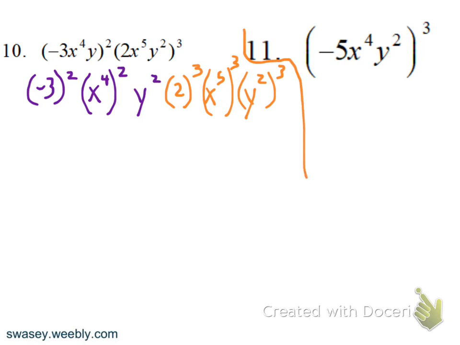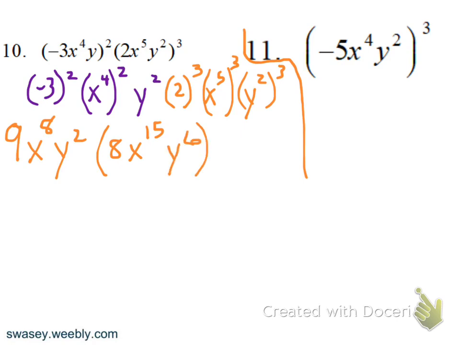Negative 3 in parentheses squared. Negative 3 times negative 3 is positive 9. Power to a power, you multiply exponents. 4 times 2 is 8. And then for the second one, 2 cubed. 2 times 2 times 2 is 8. Power to a power, you multiply exponents. 5 times 3 is 15. Power to a power, you multiply exponents. 2 times 3 is 6.